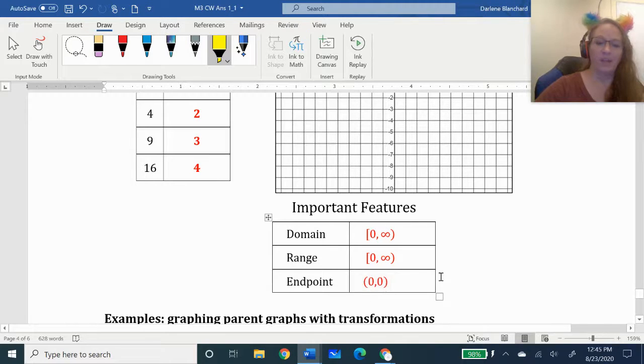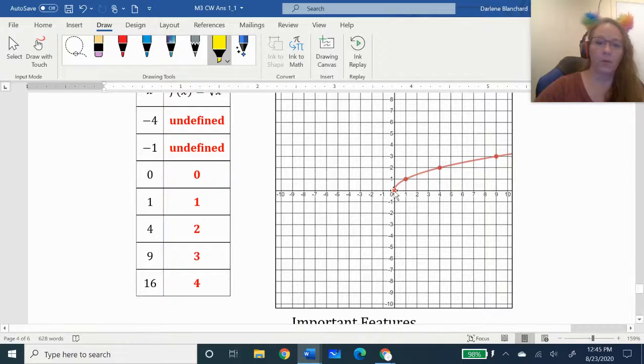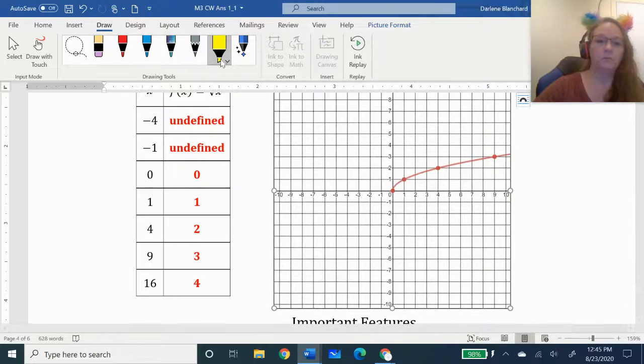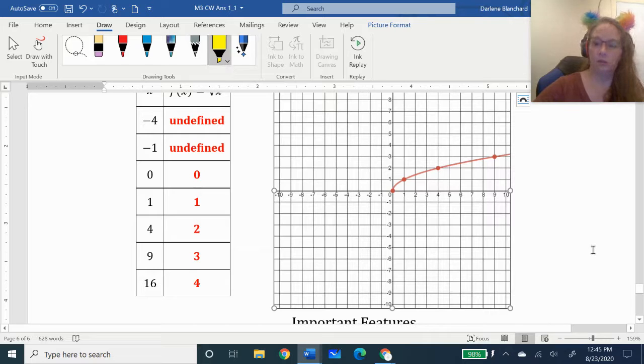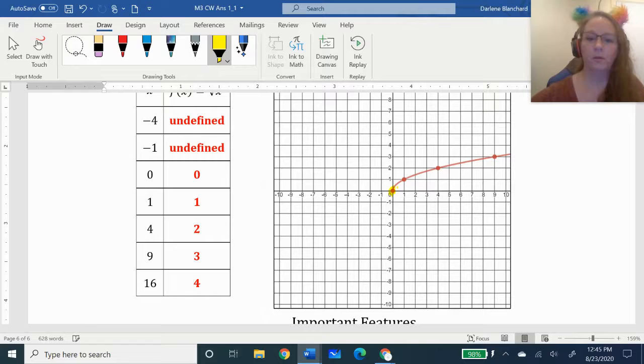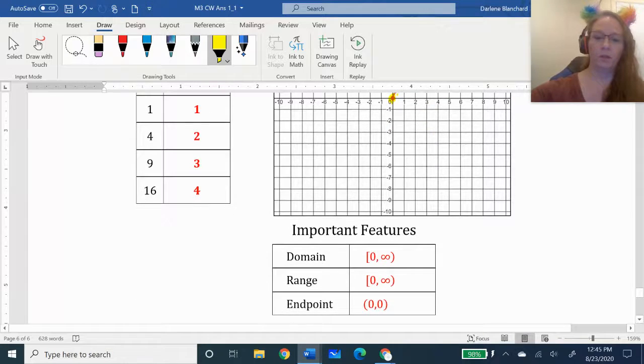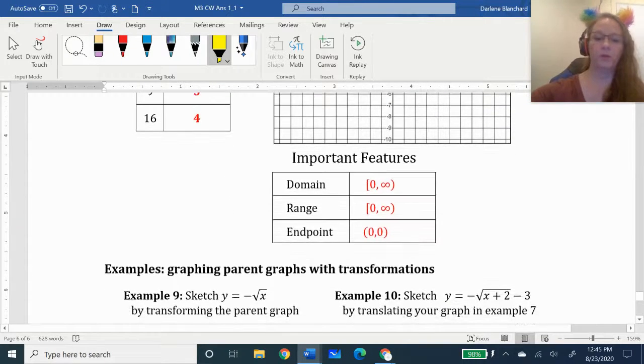And the endpoint I'm referring to, I have to get my pen. I am referring to this endpoint right here, which is the point 0, 0. I will be asking for endpoints, so you're following that point. Now, if you want to try the transformations on your own, pause the video.